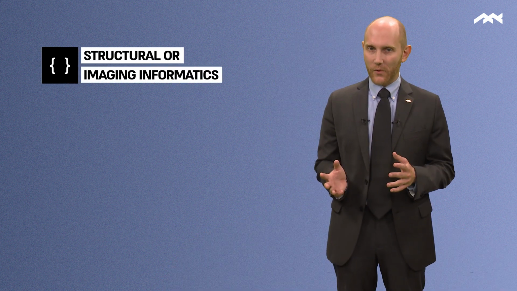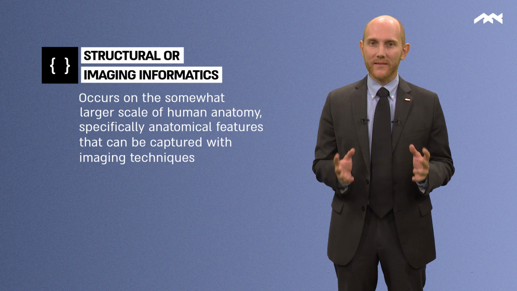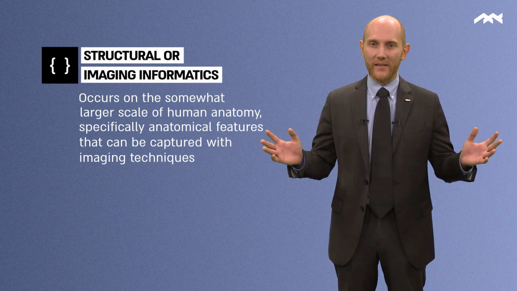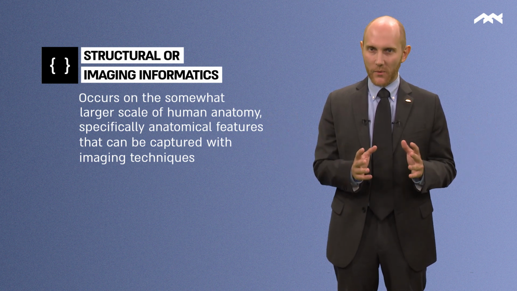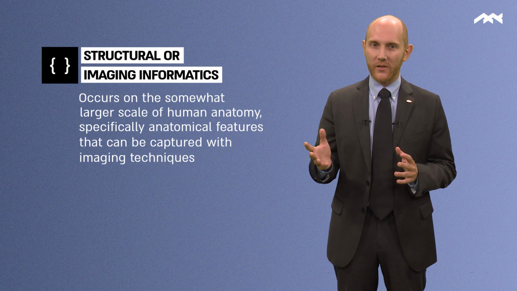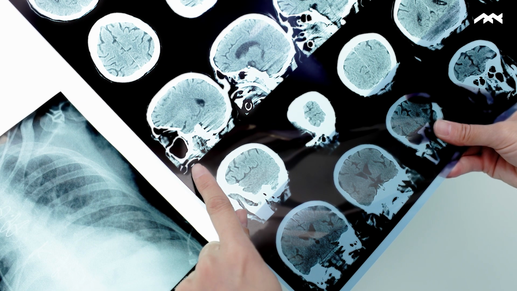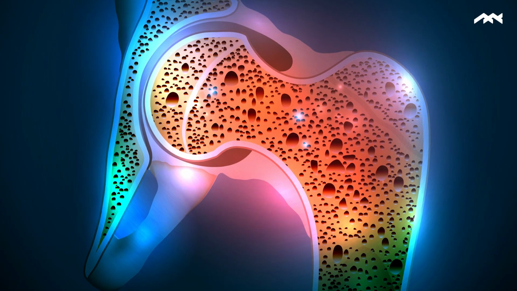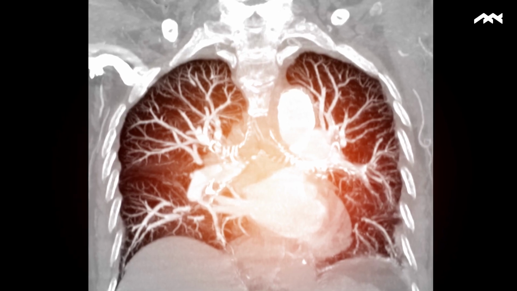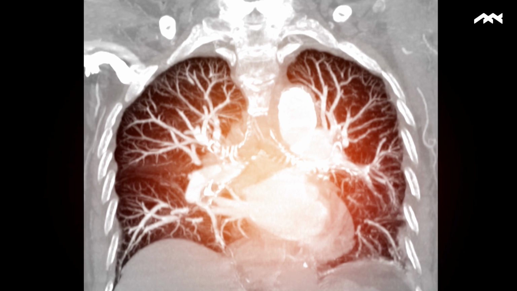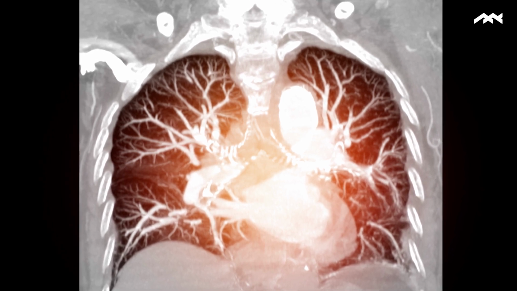Structural or imaging informatics occurs on the somewhat larger scale of human anatomy, specifically anatomical features that can be captured with imaging techniques like computer tomography, bone density scans, and others. One example is a study by Brazilian researchers where computed tomography images were used to teach computers to identify subtypes of lung cancer and predict metastases.